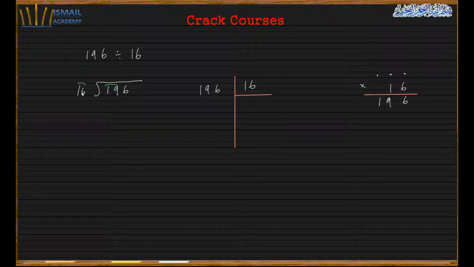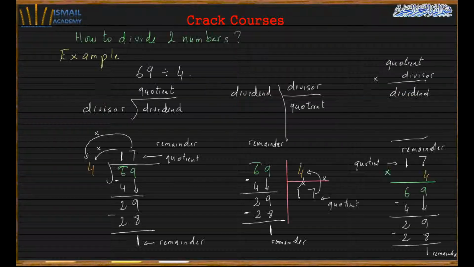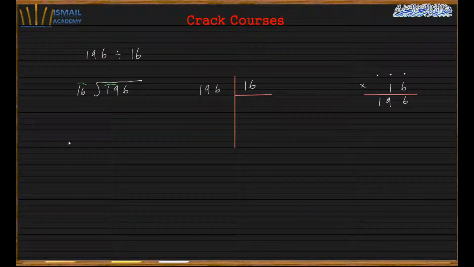So the number of digits in the divisor tells you how many digits to pick from the dividend. Here we have 2 digits, so I pick 2 digits from the dividend from left to right. The same thing we did here, where we have 1 digit, I pick 1 digit from the dividend. So this is what we do first.